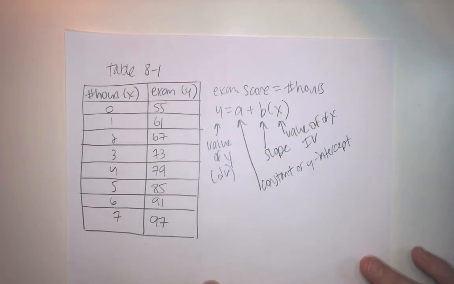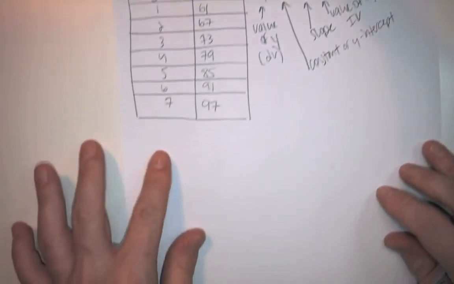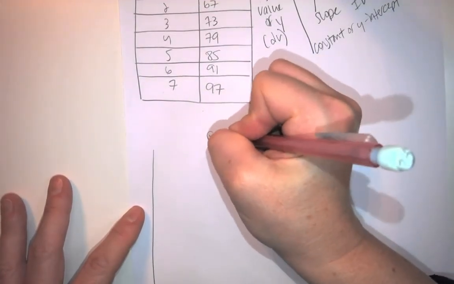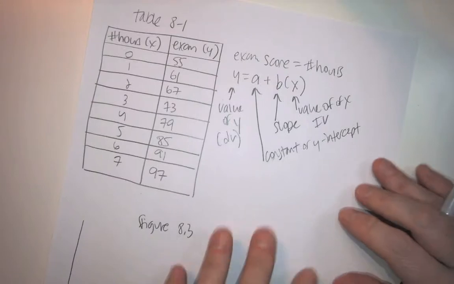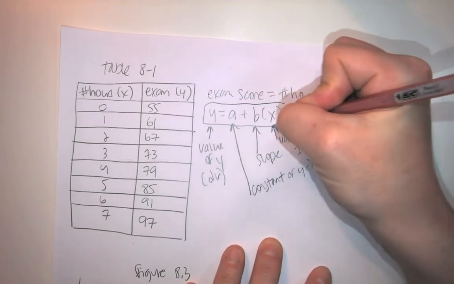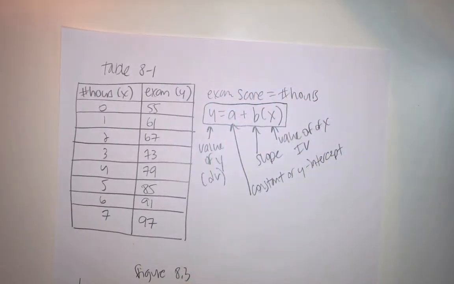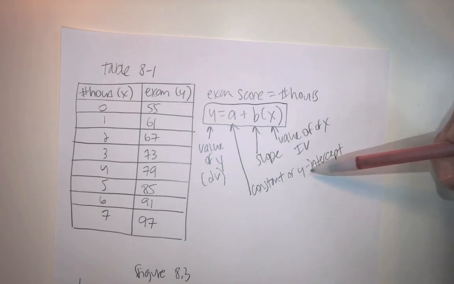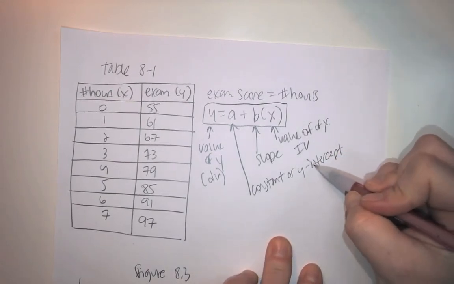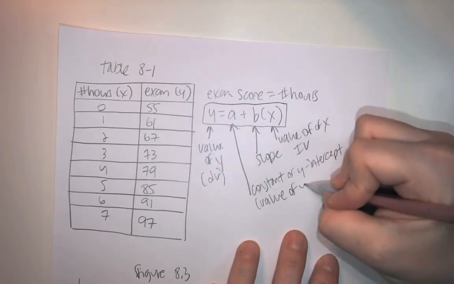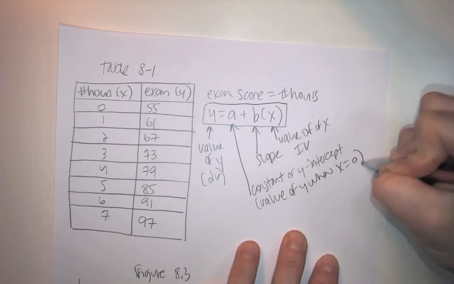In this particular example, I am actually going to jump ahead to the scatter plot graph as well. This is Figure 8.3. But we can already figure out what the regression equation is. So again, we're trying to figure out the regression equation line for this particular set of data. So Y equals our constant or intercept. What is our constant or y-intercept? The constant or y-intercept is the value of Y when X equals 0.